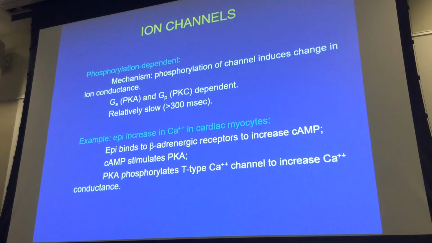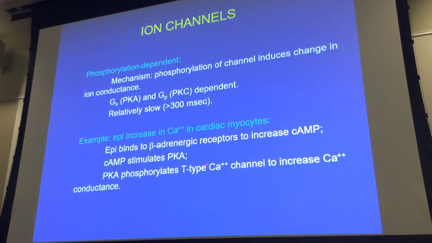So cyclic AMP is not only involved in producing a number of changes inside the cell, but cyclic AMP is also involved in the third of our effectors, the ion channels. There are 2 principal ion channels that are coupled to G proteins. One is calcium, and the other one is potassium. And there are 2 ways in which ion channels can be activated by G proteins. One is by phosphorylation, and one is by the G protein itself.